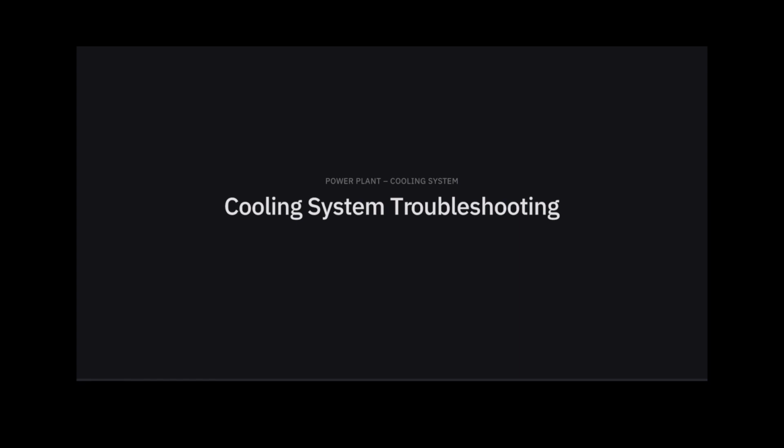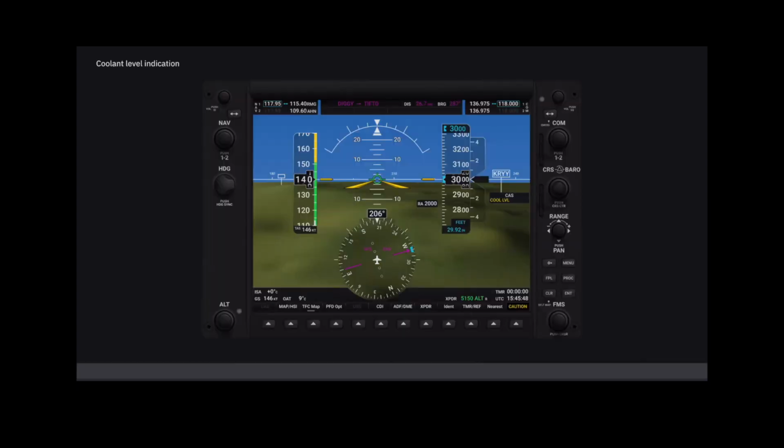Cooling system troubleshooting. The coolant level is monitored from the cockpit by a blinking caution light. The coolant level sensor installed in the coolant tank operates the water level caution light. It appears on the screen as cool level when the coolant level is low.